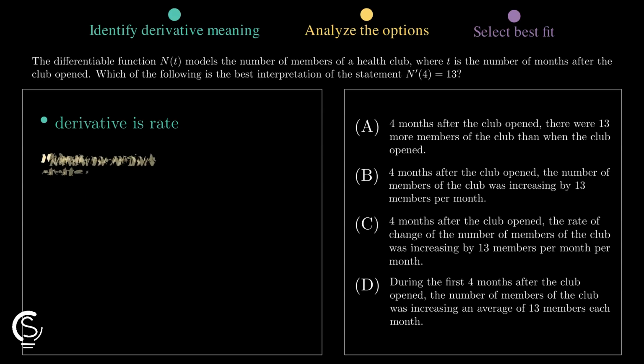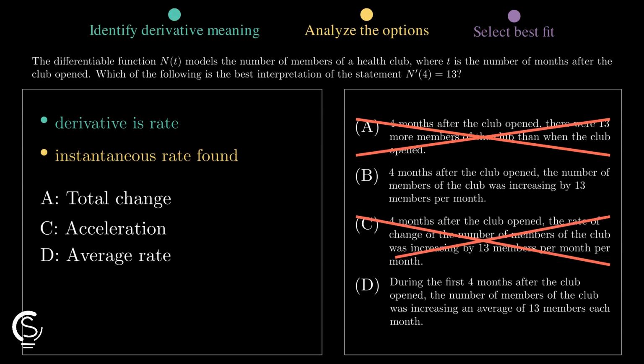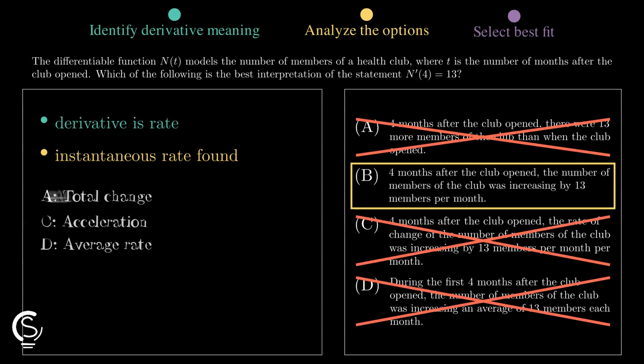Option A describes total change, not rate. Option C describes acceleration, or the rate of change of the rate. Option D describes an average rate over an interval, not instantaneous change.